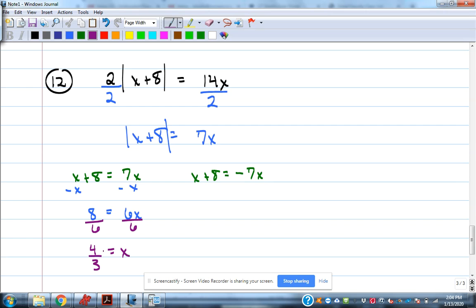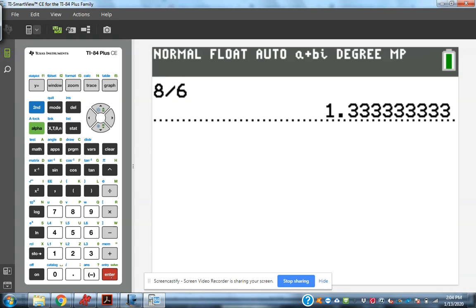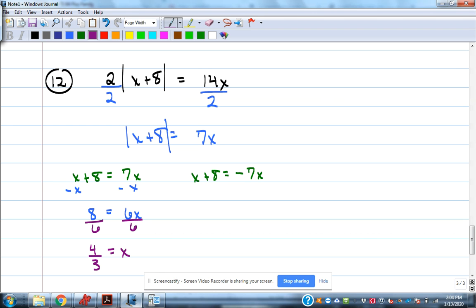Yeah, 4 over 3. And if you're using the calculator to do that and you did 8 divided by 6 and hit enter, it gives you the decimal back. How do you change it back to a fraction? Math, enter, enter. Yeah, that's the trick to get it to do that. If you use the fraction button, alpha y equals, and do 8 over 6 and hit enter, it will reduce it for you as you go there. So using the calculator to help you reduce some fractions. So 4/3 is a possible answer.